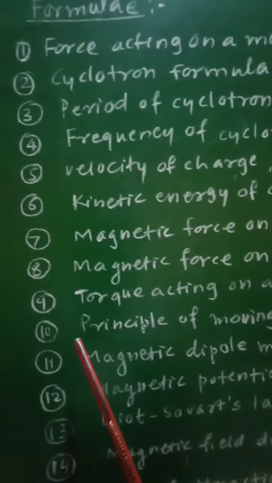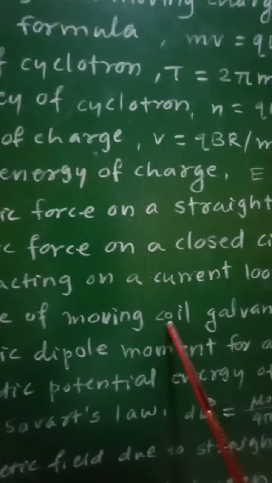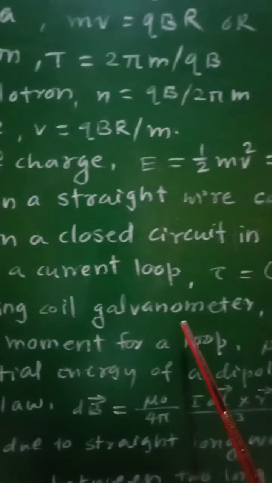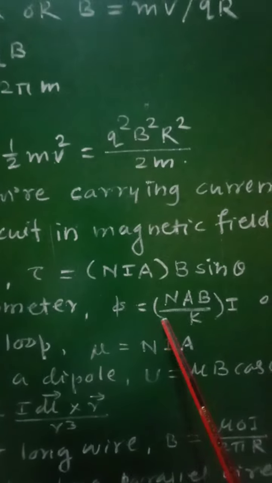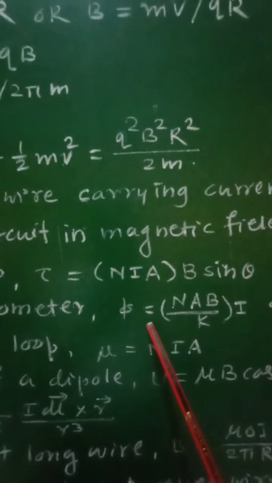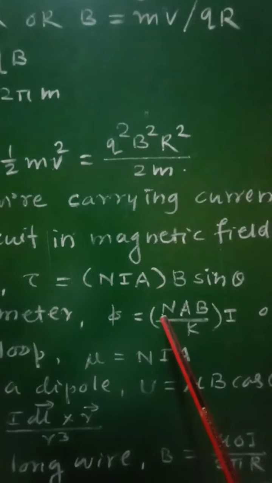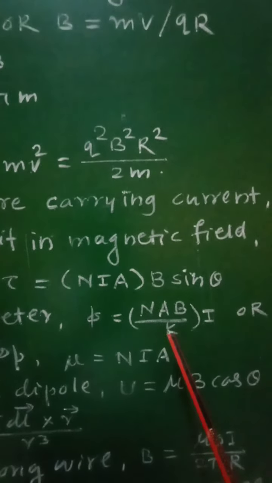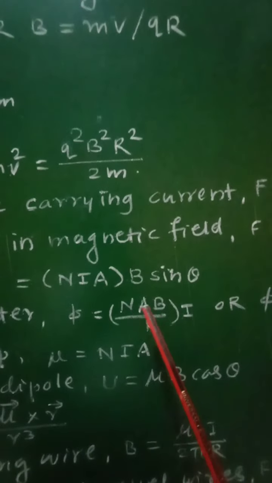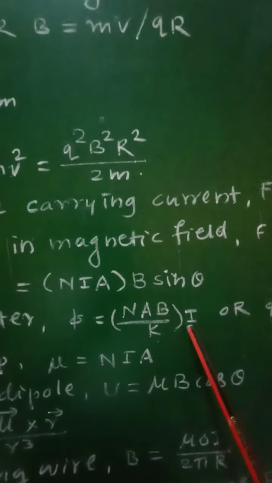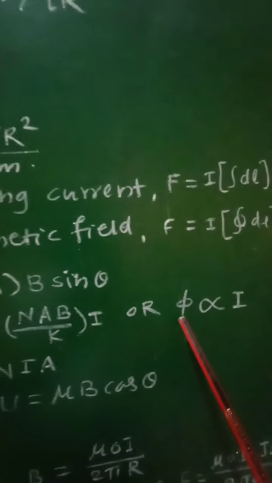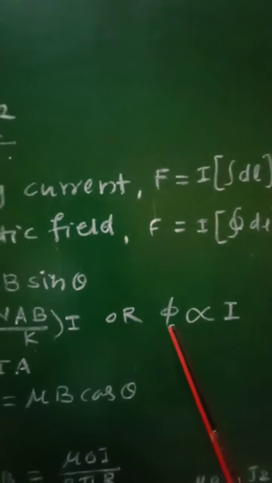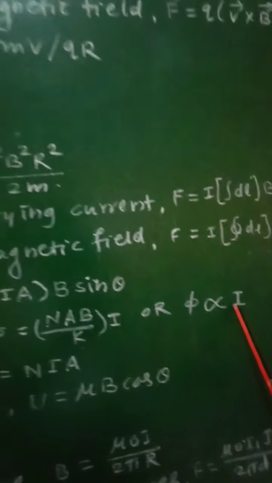Then next formula, 10th formula, gives the principle of moving coil galvanometer. The working principle of moving coil galvanometer mathematically will be given as deflection of the coil of the galvanometer, that is phi, is equal to N A B upon K into I. This bracketed term is constant, therefore phi is proportional to I.